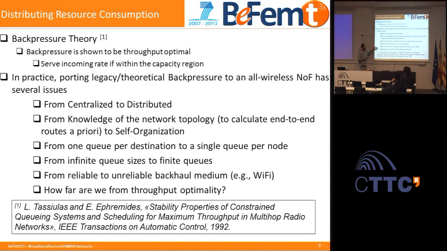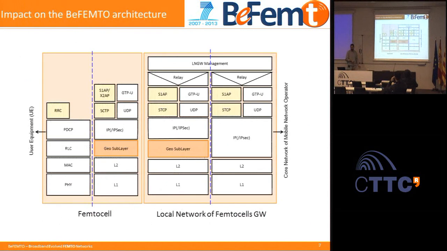And in our case, we were specifically interested in seeing what happens when you introduce an unreliable backhaul in the network of femtocells like Wi-Fi. This is current work, what we are currently doing, because in this last phase of BFemto we are now in the extensive evaluation phase. We are trying to figure out how far we are from the ideal behavior, right?